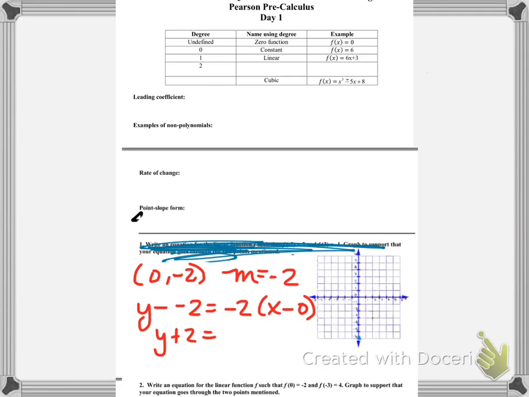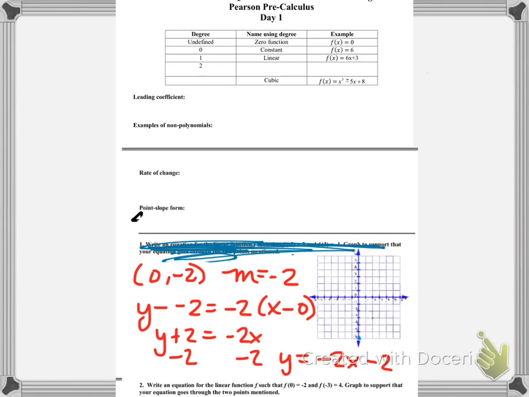Doing the distributive property, I'm going to have negative 2x. Negative 2 times negative 0 is just going to give us 0, so I'm not going to add on a plus 0 here. Subtract 2 and I get the equation y equals negative 2x minus 2.